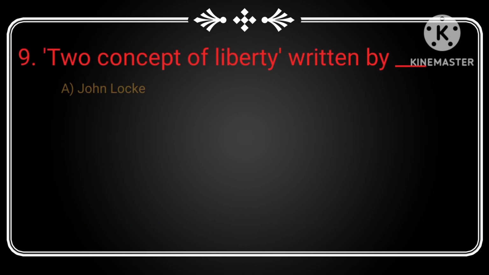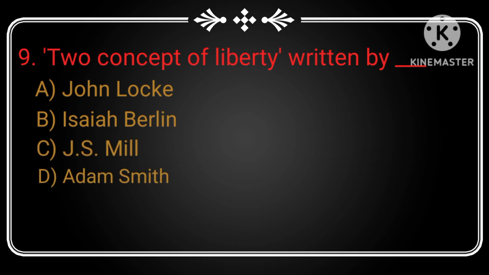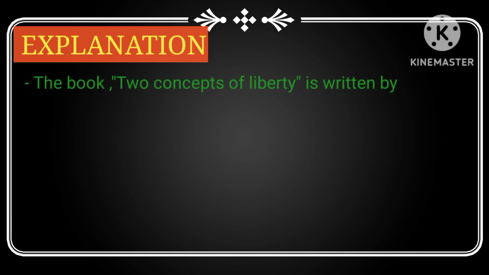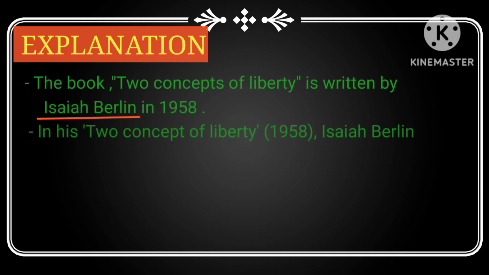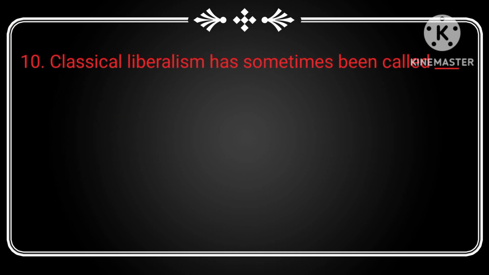Two Concepts of Liberty was written by whom? John Locke, Isaiah Berlin, John Stuart Mill and Adam Smith. The correct answer of this question is option B, Isaiah Berlin. We all know that the book Two Concepts of Liberty was written by Isaiah Berlin in 1958. And in Two Concepts of Liberty, Isaiah Berlin distinguished between a negative and a positive theory of liberty. Okay. So next question, number 10.